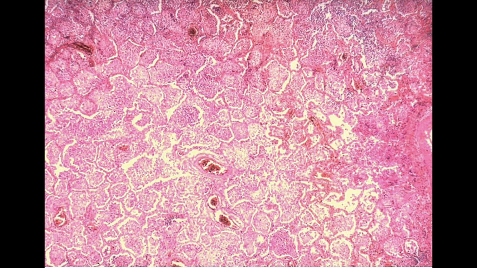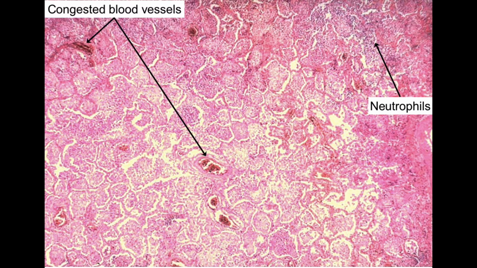In this specimen, we can notice that several alveoli are filled with fibrin, as well as a significant number of neutrophils. The red color of this stage is attributed to the marked congestion of vessels in the alveolar walls, termed red hepatization.